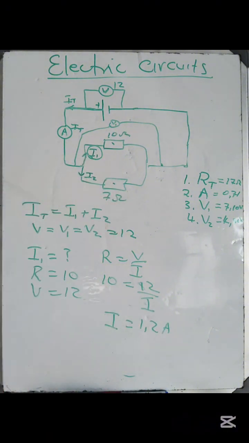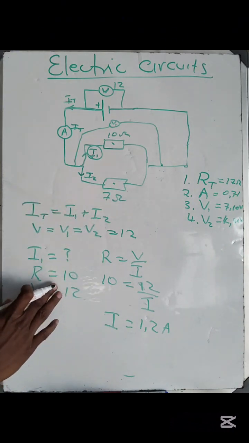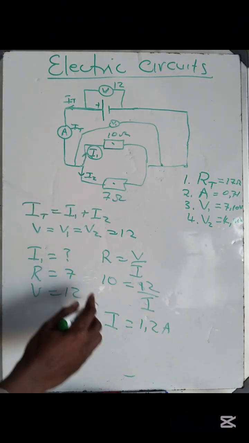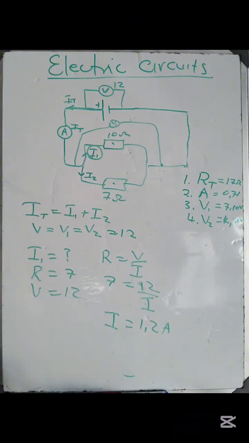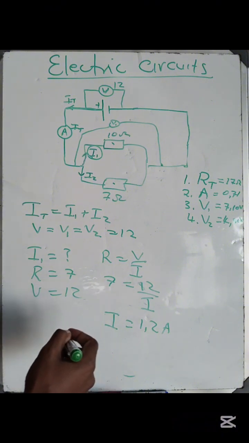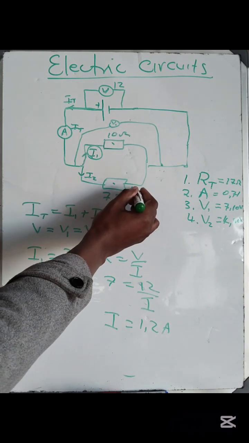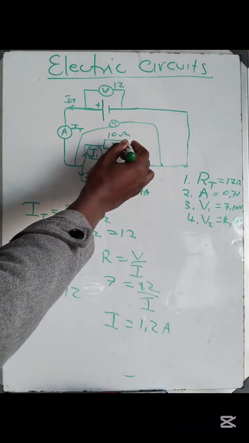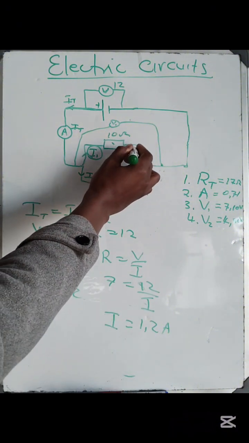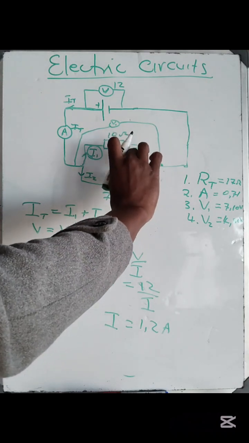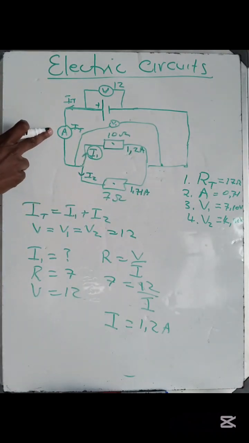We do the same, but the resistance here is 7. So the resistance is 7, so I will put 7 here. Then I cross multiply, so I have 12 divided by 7. So I get the answer, which is 1,71. So the current that flows this side is 1,71 amperes. This side is 1,2 amperes. Then you combine these two, you will get the total current, right?